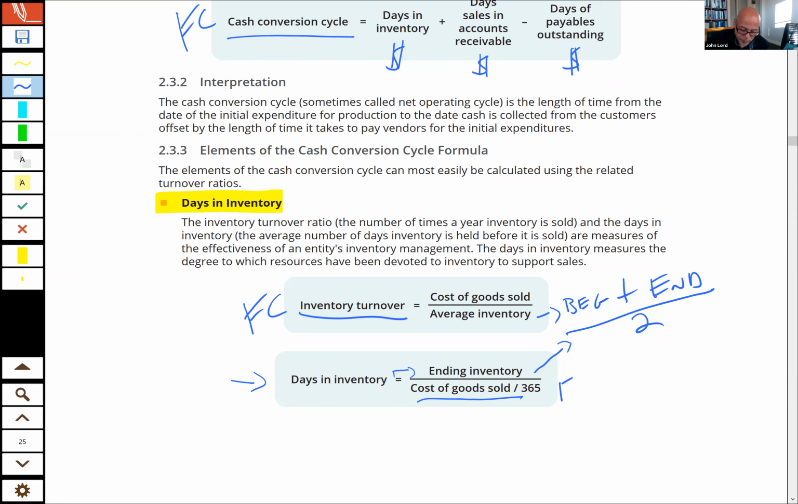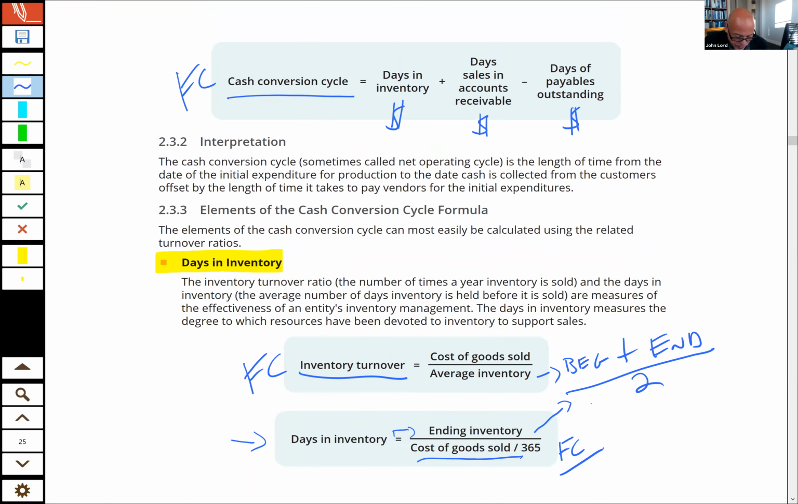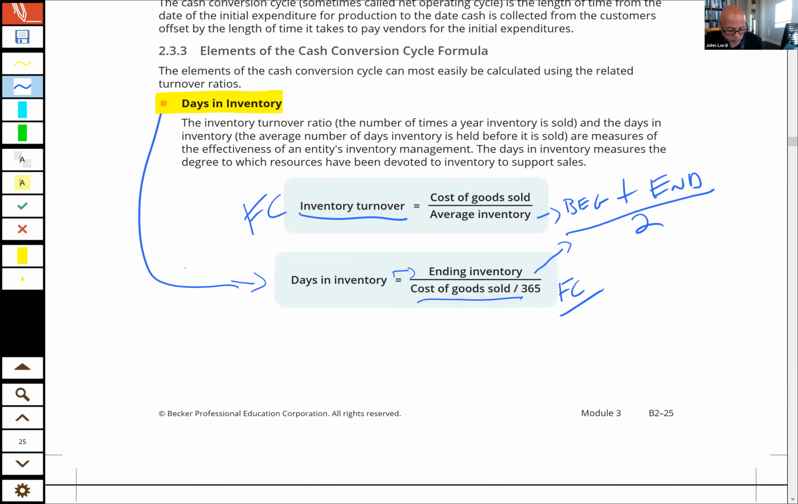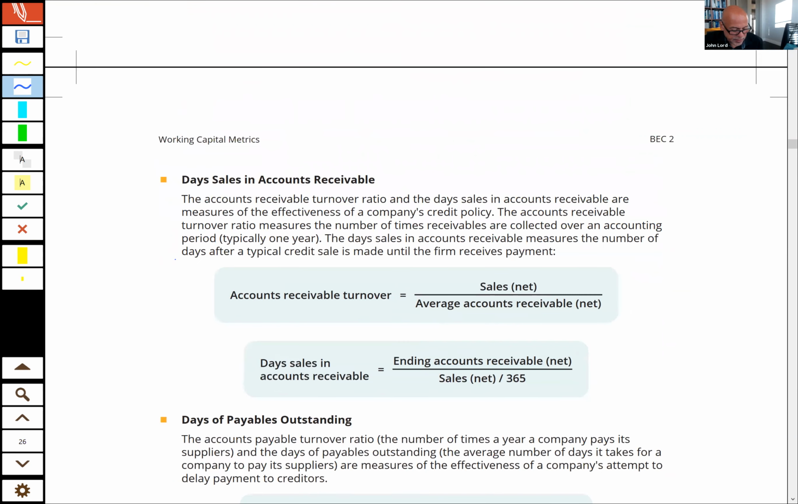So flashcard that. Okay, good. So to get to the days in inventory, I don't know why they did the inventory turnover as part of that. You could get it right there. Okay, but go ahead and flashcard that inventory turnover as well. All right. Okay, good. Days in account receivable.